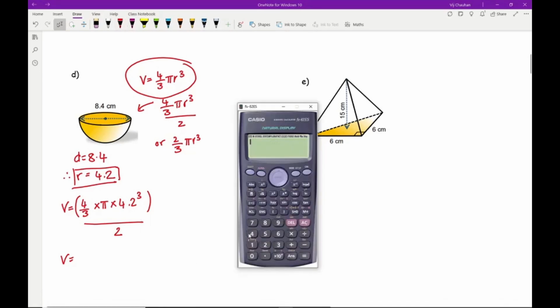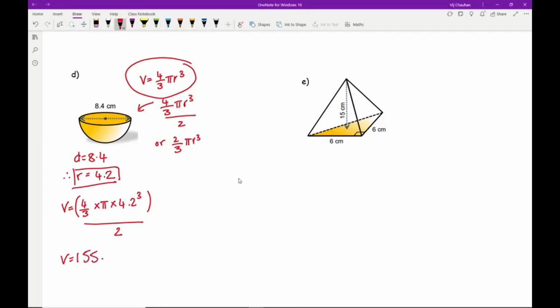So we're going to do simple fraction. We've got 4/3 times pi times 4.2 cubed, and then we press equals, and then we divide that answer by 2, which gives us 155.17. So 155.17, and the units are centimetre cubed, and there is your final answer.